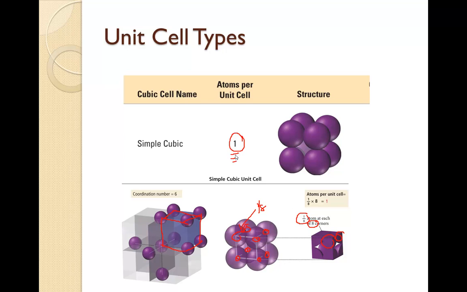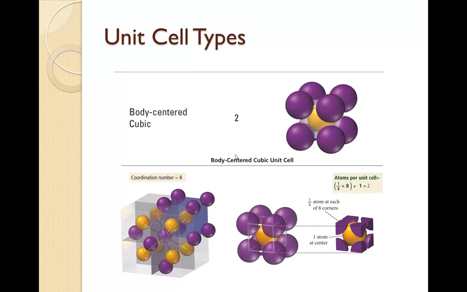This is body-centered cubic. This is like the cesium chloride we saw. We want to make sure that we have the right amount here. So we have the cesium in the middle, and then once again we have 1/8 on every single corner. So we have 8 corners, each with 1/8, plus 1 more in the middle, and that's how we got 2 atoms total.